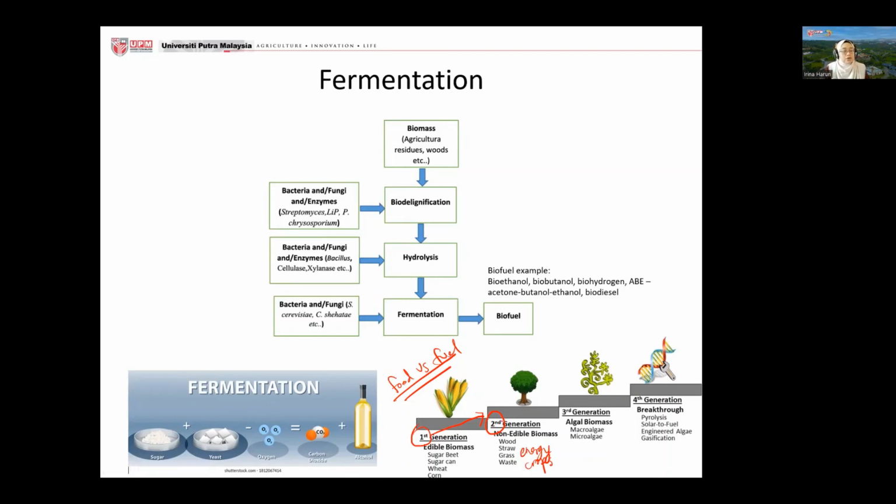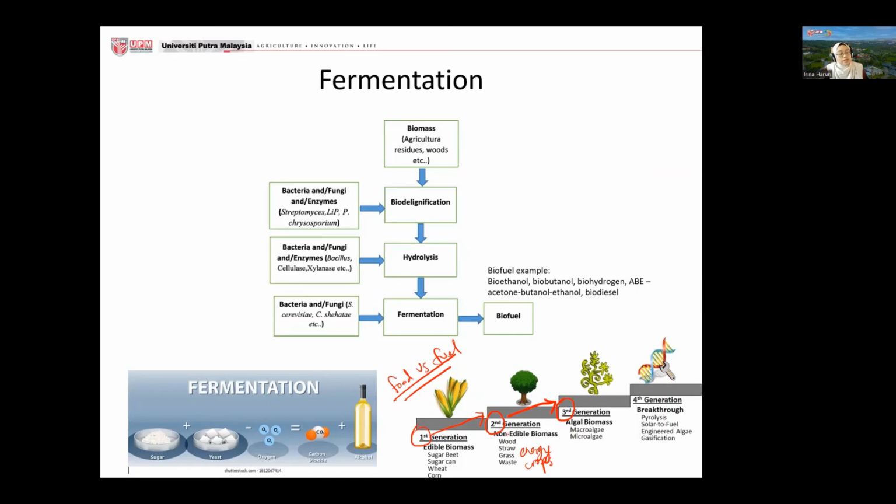So while this is all well and good, people are also very interested in third generation biofuels. And this is actually fuel from algae. Why is this very interesting?